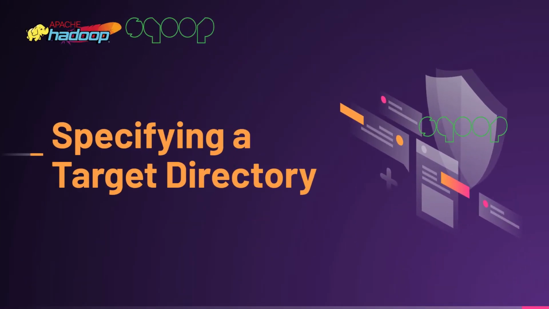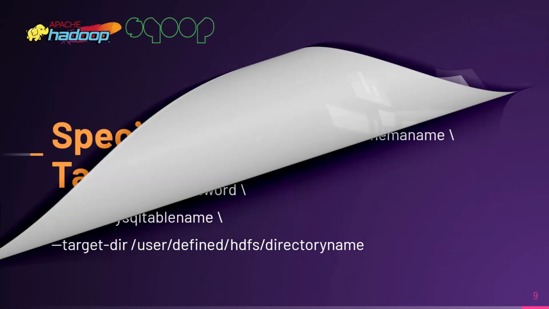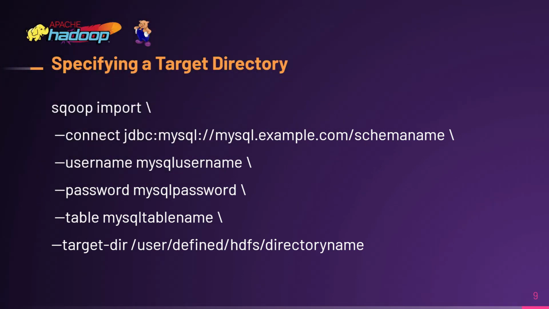Welcome back. In this section, we are going to discuss specifying a target directory for import. So the syntax will be sqoop import --connect jdbc:mysql://server name/schema or database name. Username will be the MySQL username, password will be the MySQL password, and you need to specify the table which we want to transmit and the target directory, that will be the Hadoop file location.